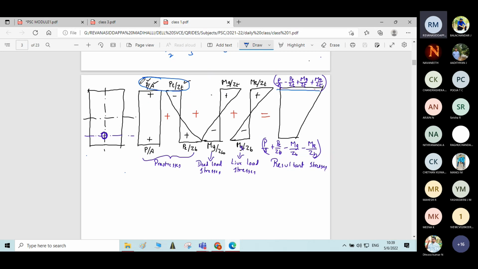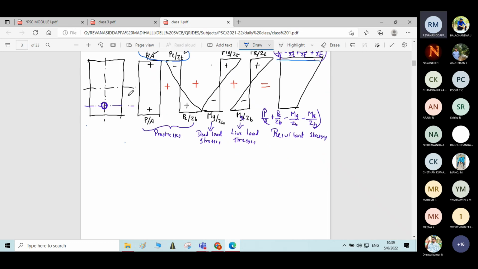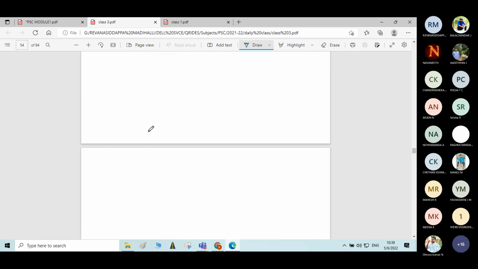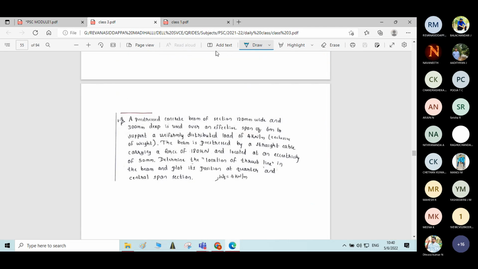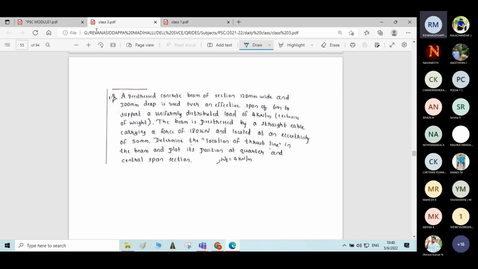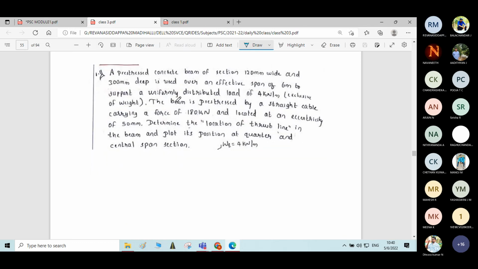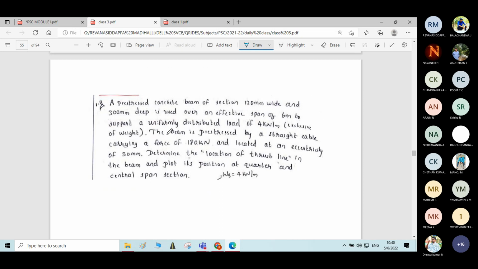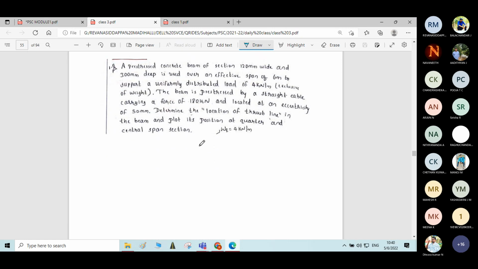Okay, we will solve one numerical problem on this. Please write down the question, the numerical problem. All of you go through it. It's a very simple question. Problems on this thrust line are easy only.